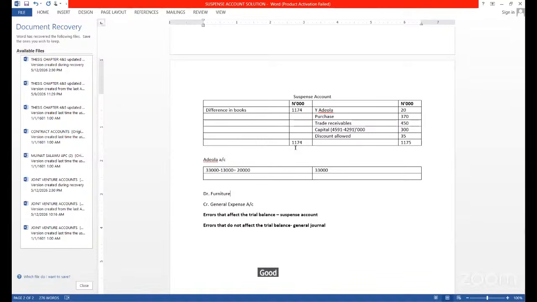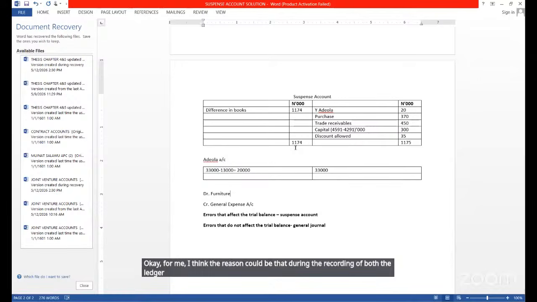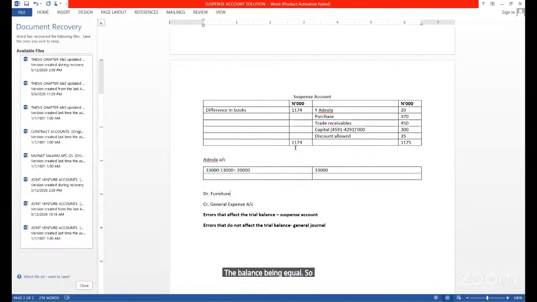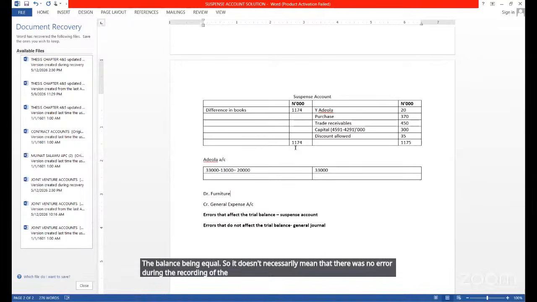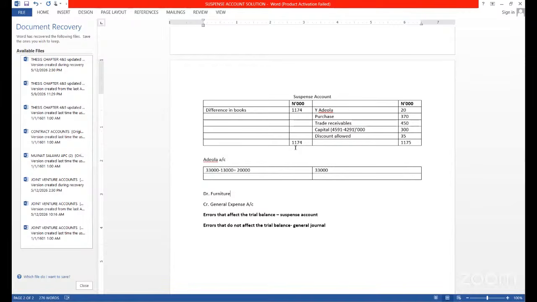For me, I think the reason could be that during the recording of both the ledger and the original entries, there must have been a mistake, probably an amount that was written both in the debit side and the credit side. That could have led to the balance being equal. So it doesn't necessarily mean that there was no error during the recording of the books. Yes, thank you. That's a good one.